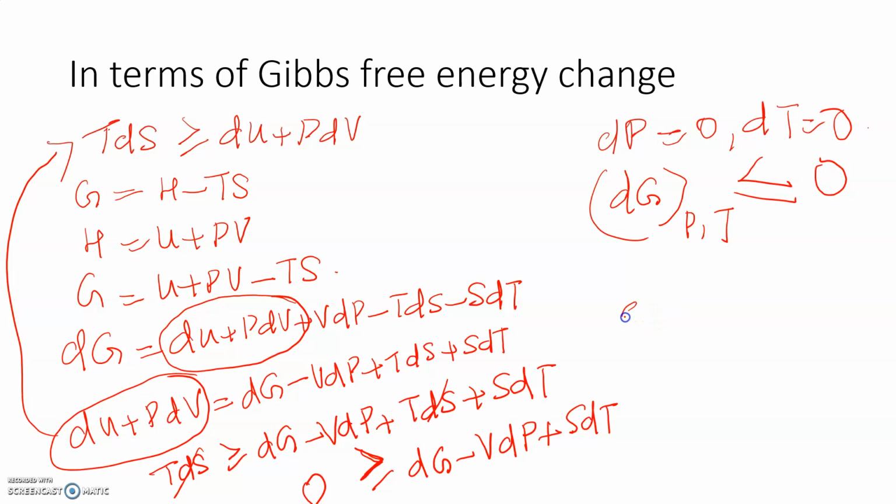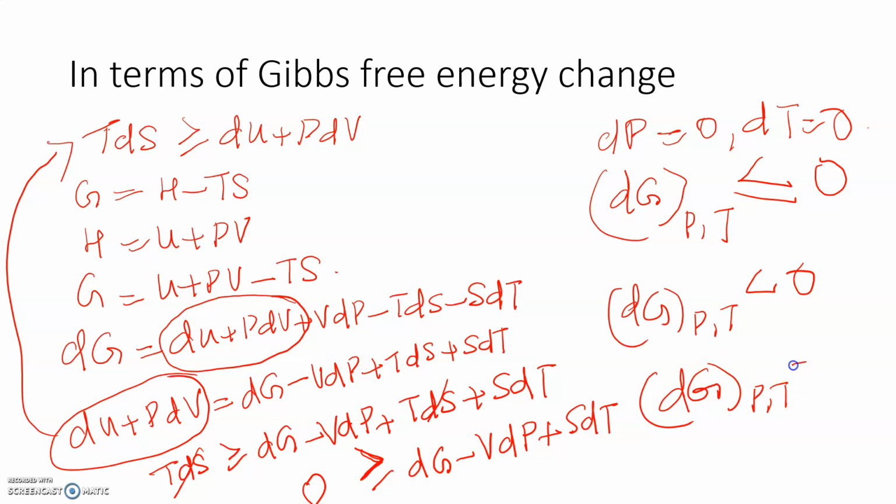For a spontaneous process, dG at constant pressure and temperature is less than 0, and for a reversible process at equilibrium, dG at constant pressure and temperature is equal to 0. This is the criteria for spontaneity in terms of Gibbs free energy change. The criteria for spontaneity is also known as the criteria for feasibility or the criteria for reversibility.